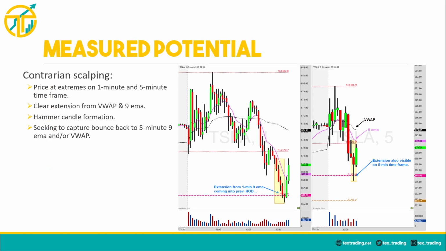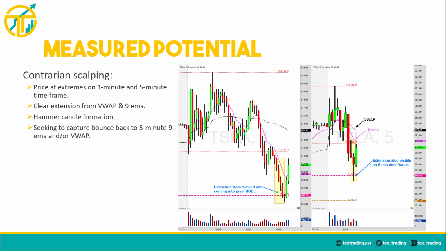The second criteria required is measured potential. In other words, there needs to be clear potential for price to move without significant resistance. So you can't be taking a trade off a support level if it doesn't have much room to run until it finds resistance again. This is particularly true when trading a contrarian scalp.